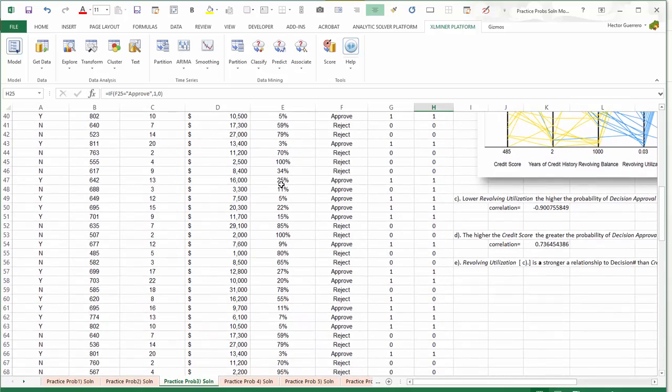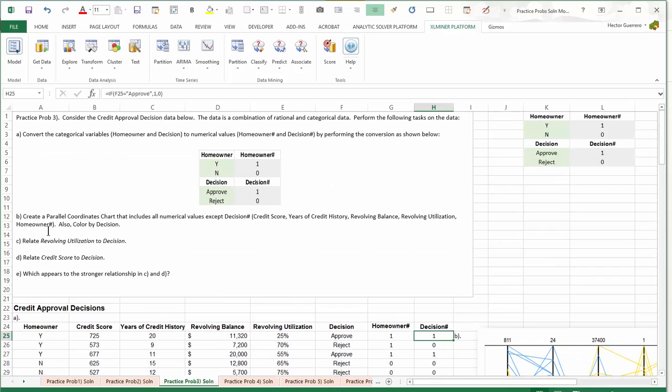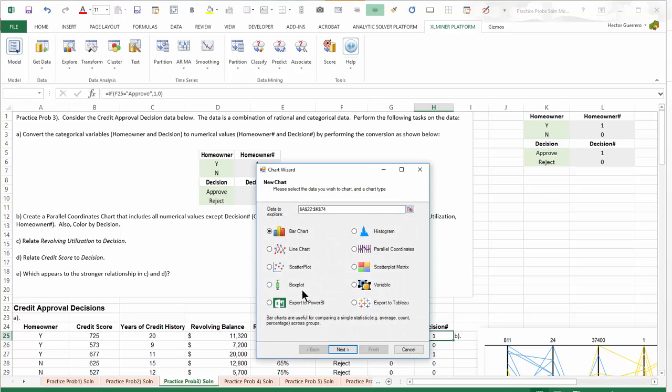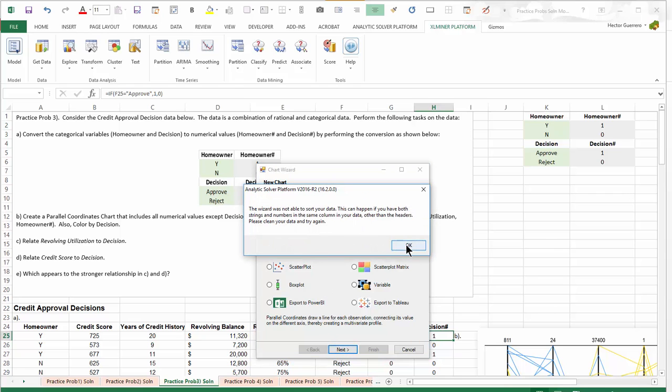Our new data appears here, and now we have some questions that we need to ask. Create a parallel coordinates chart that includes all numerical values except decision number. Also color by decision. All right, you recall when we went to explore and the chart wizard, there was a variety of different charts. One of the charts is something called a parallel coordinates chart, which is an interesting chart that uses various coordinates and maps data through those coordinates. So let's go to next.